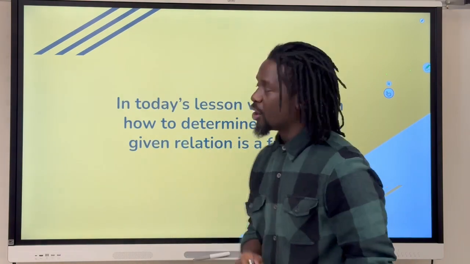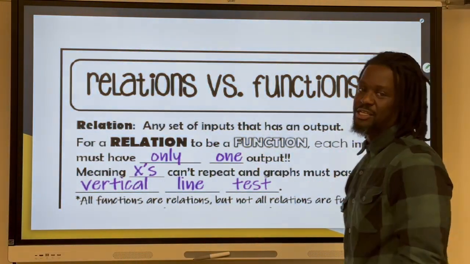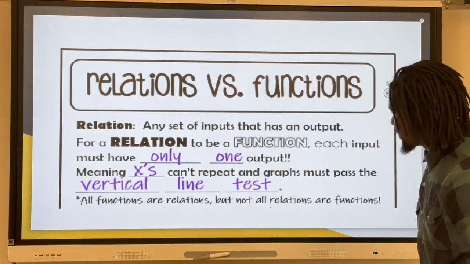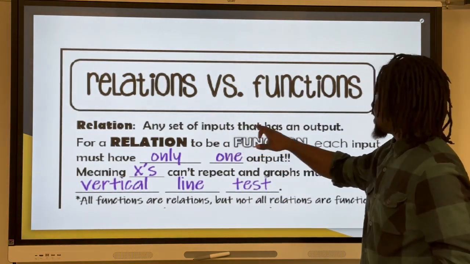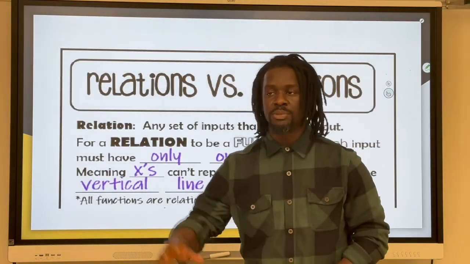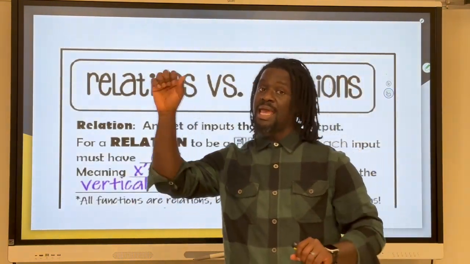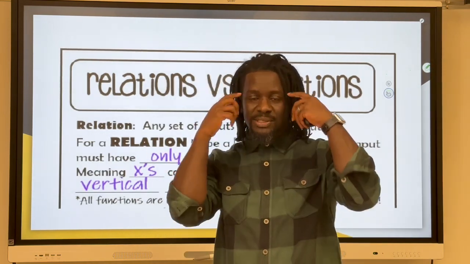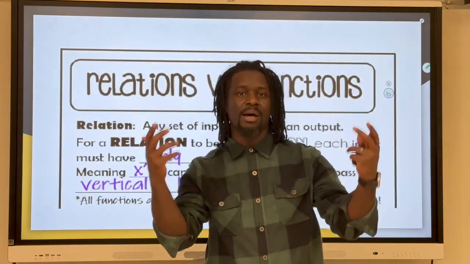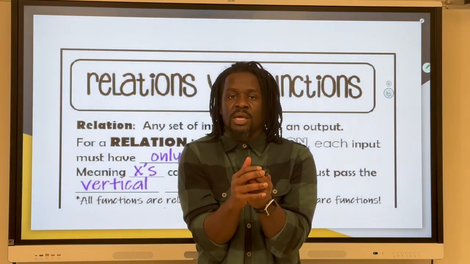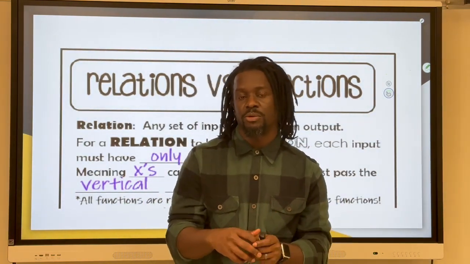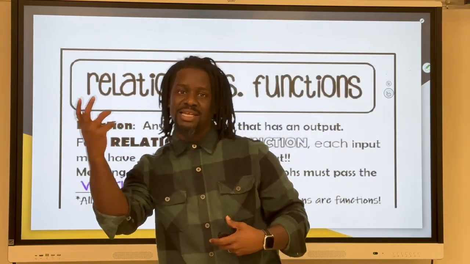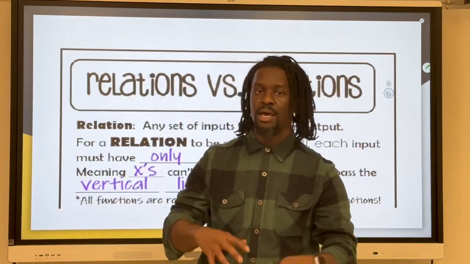So what are these terms? What are the definitions? Let me start there. A relation is any set of inputs that has an output. So input, output, X's, Y's. That is how you are going to think about it. Another way to think about inputs and outputs is a cause and effect relationship. Something causes, it has an effect. You put something in, you get something out.